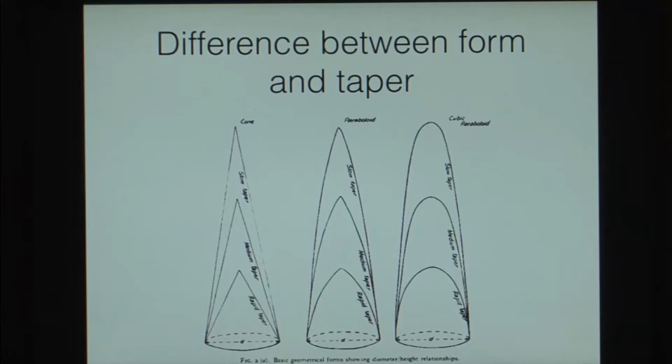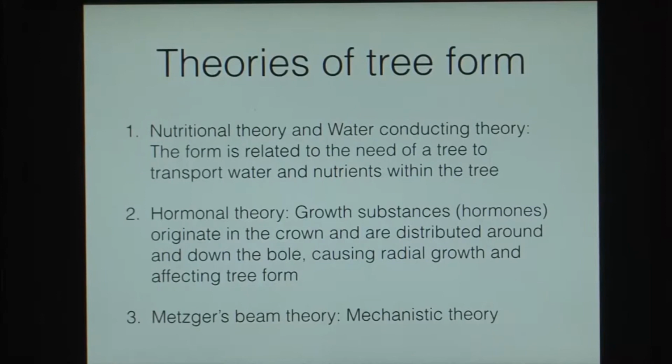Now, what are the theories of tree form? We have three most important theories, or rather four most important theories of tree form. The nutritional theory and the water conducting theories relate the tree form to the need of the tree to transport water and nutrients within the tree. So, if we tried to optimize water and nutrient conduction through pipes, a tree form would appear to be the most optimized shape. So, what do we mean by that?